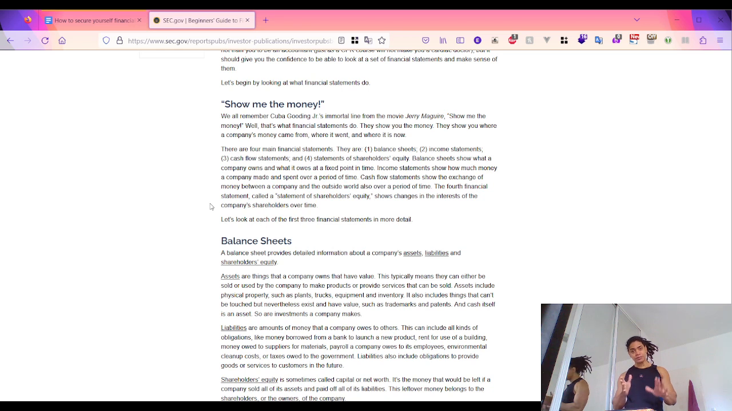Trade secrets, okay, are confidential data that the company uses to gain some competitive advantage, such as process formulas and customer lists. Goodwill, okay, is the brand recognition, reputation, and customer loyalty.